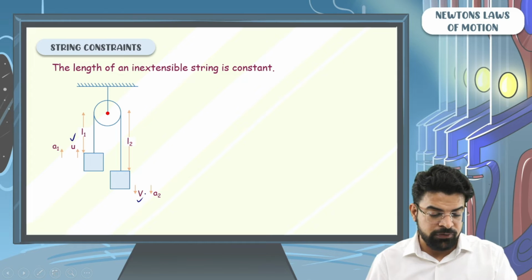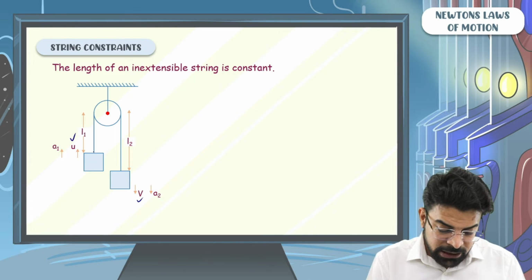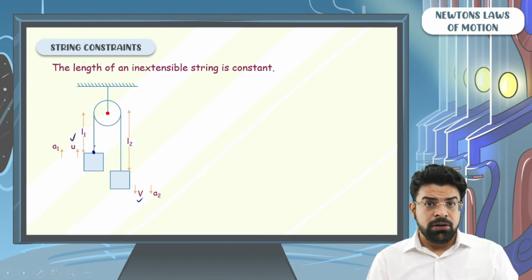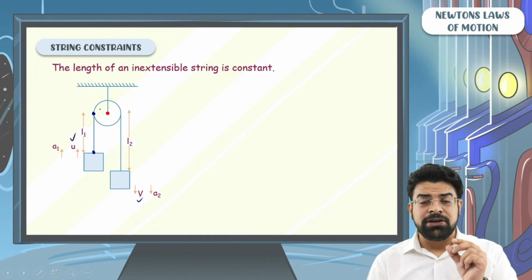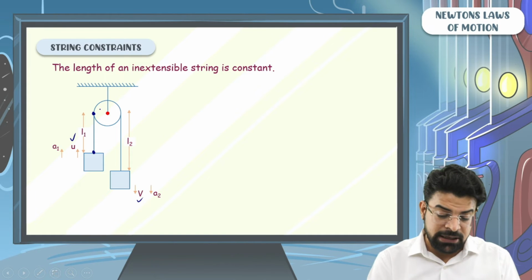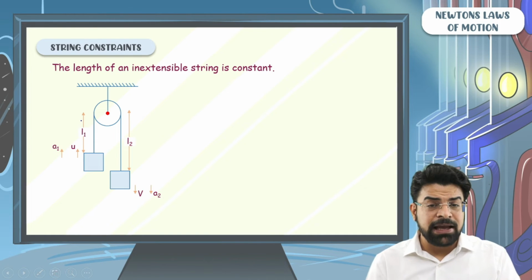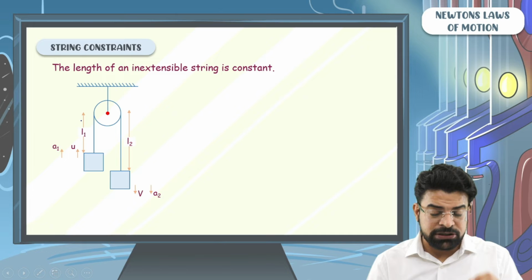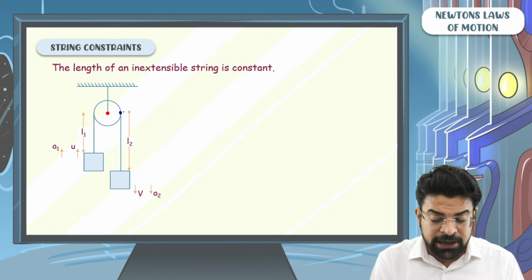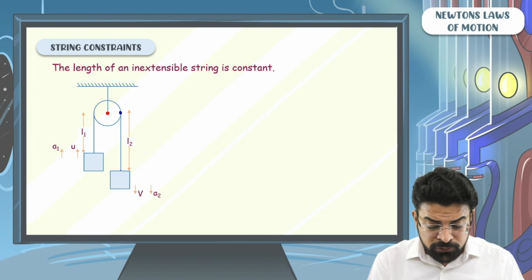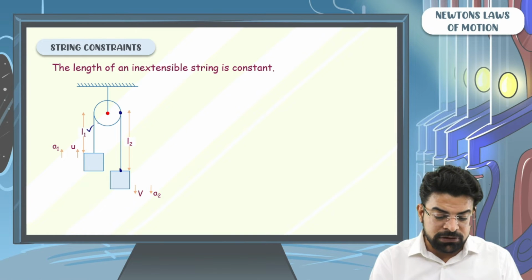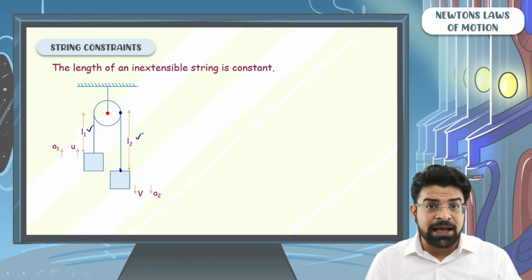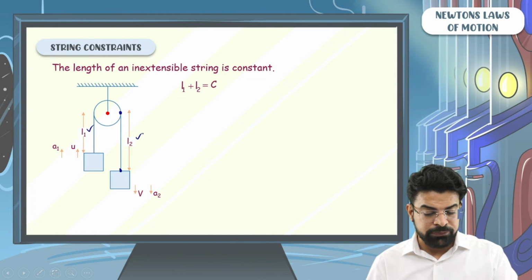So listen very carefully. We can say that if I assume the length from the top of the left block to the place where the string touches the left hand side of the pulley as L1, and if I assume the length of the string from where it touches the pulley on the right hand side to the top of the block on the right and call it L2, we can say that the sum of these two lengths has to be constant as the length of the string is constant. So L1 plus L2 has to be constant.